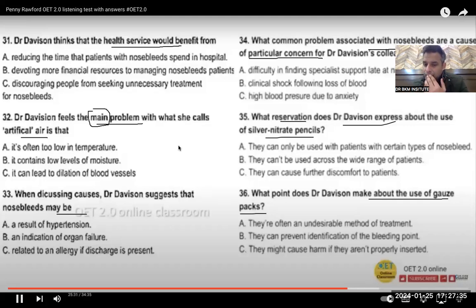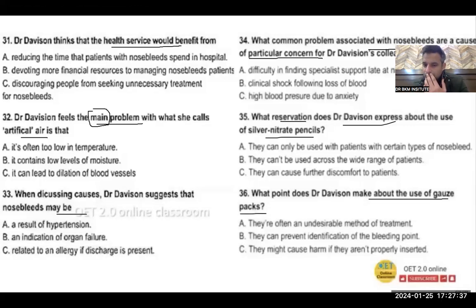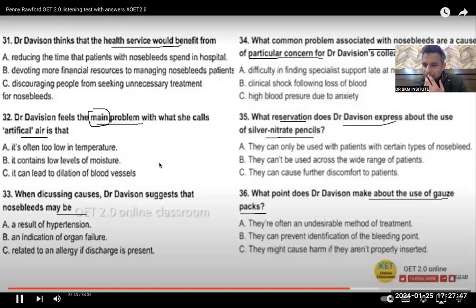Both in front and behind the nose to try to put pressure on the whole area and stop the bleeding that way. This can be very traumatic for the patient, and there's also a danger of secondary infection if it's left in too long. So maybe they can cause harm, danger, and she is talking about secondary infection as well.